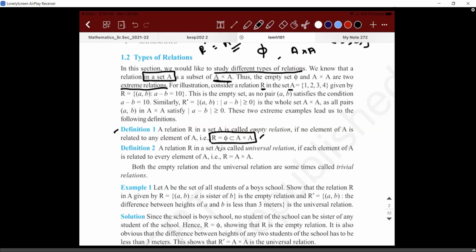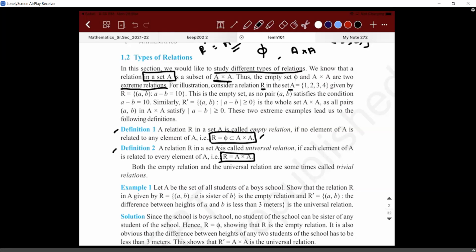Next, definition 2: the relation R in set A is called a universal relation under what scenario? R is equal to A cross A. You will not write subset of A cross A because it's universal. R is equal to A cross A. Means if the Cartesian product is exactly equal to the relation, we say it is a universal relation, not a set. Universal relation. What is the other name for it? They are called extreme relations, no doubt, but they are also called trivial relations. Don't get confused if this word comes in your exam.